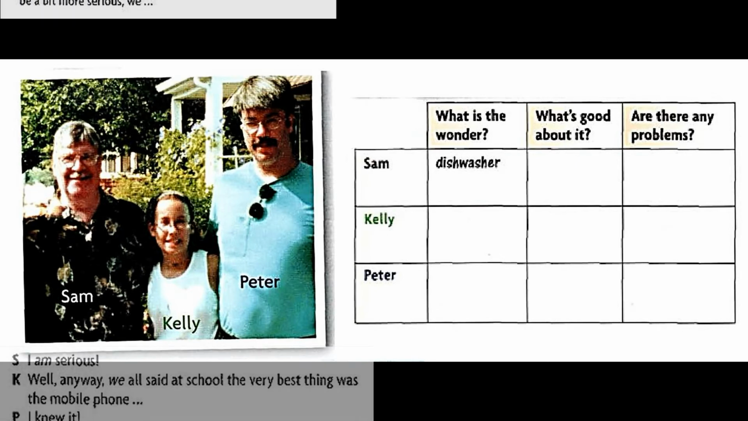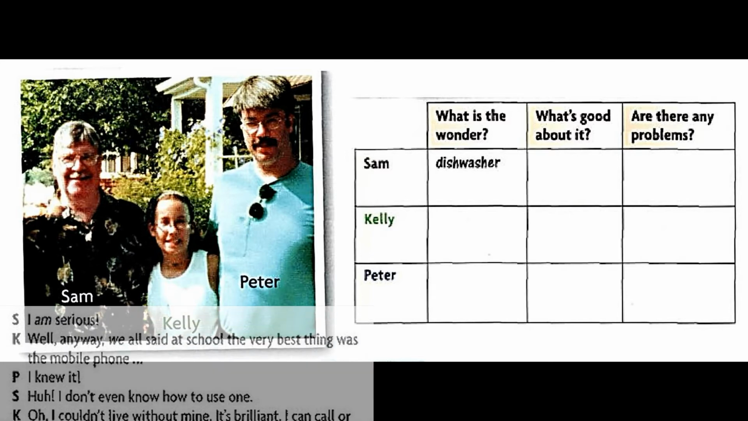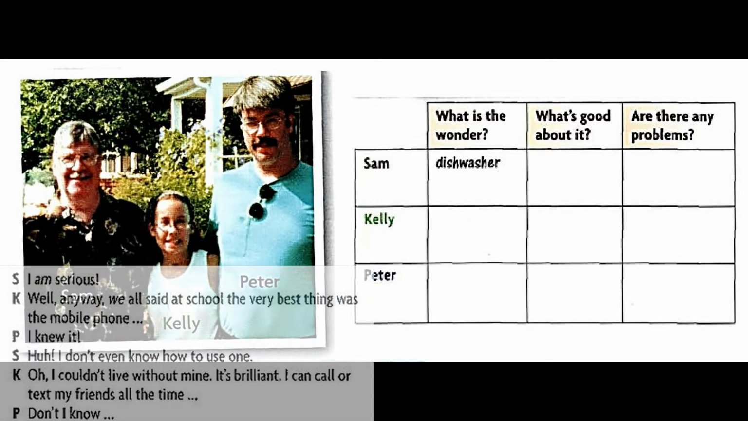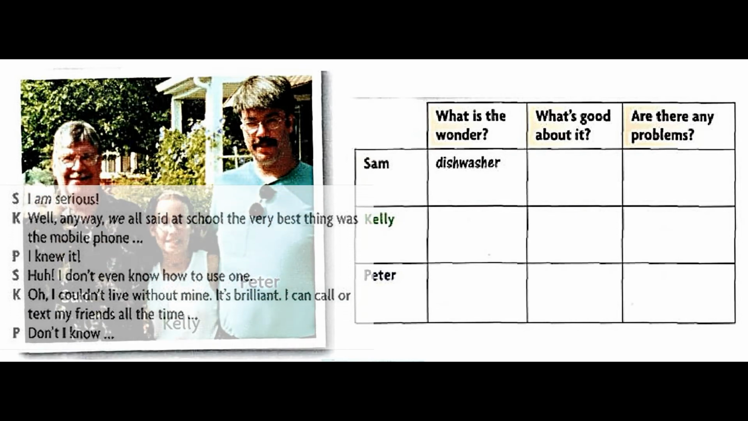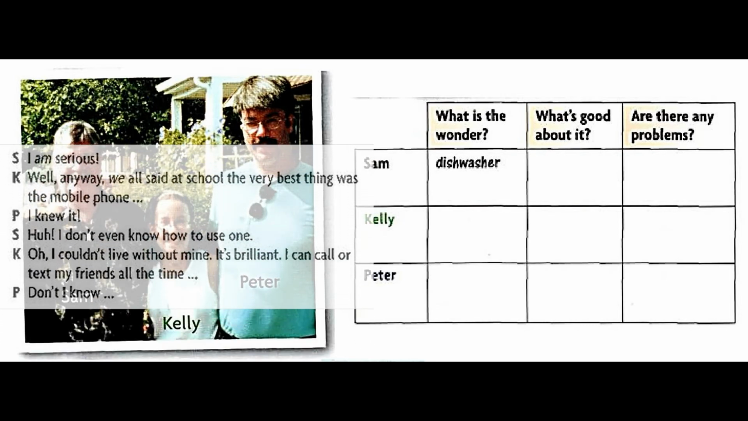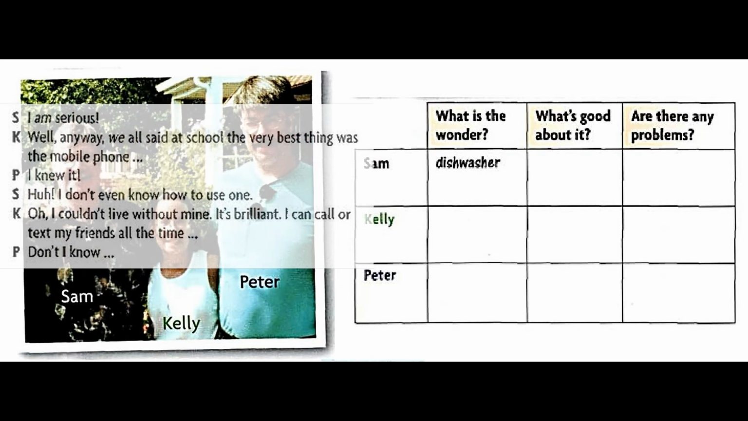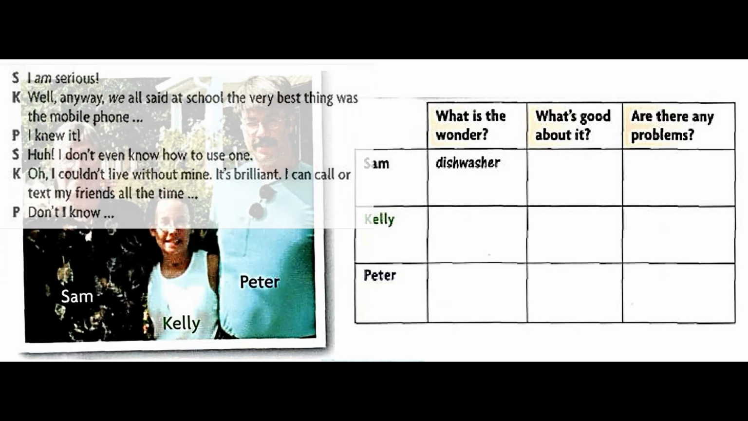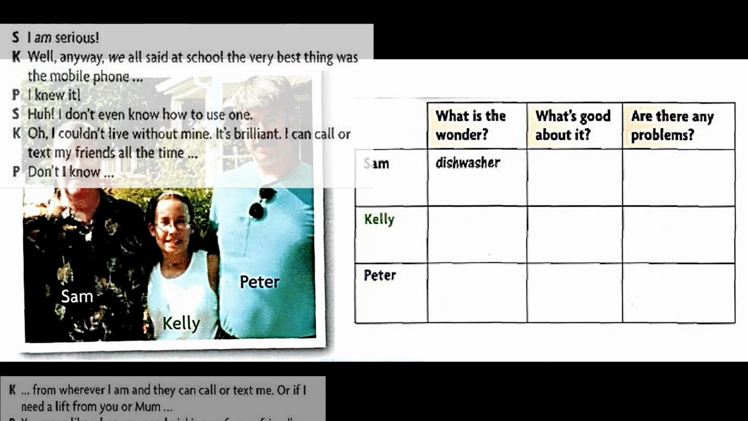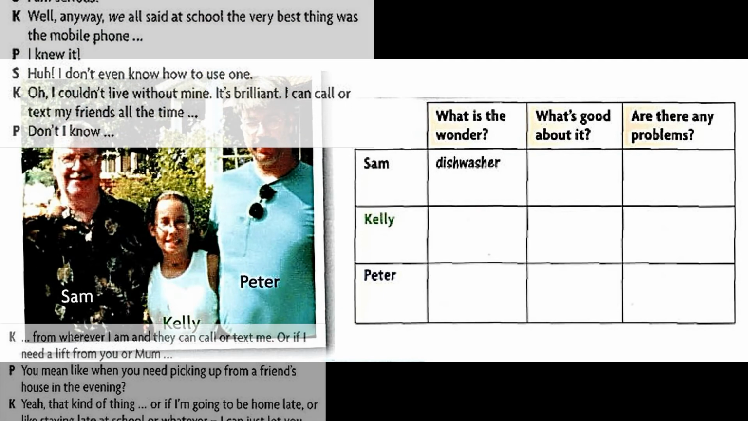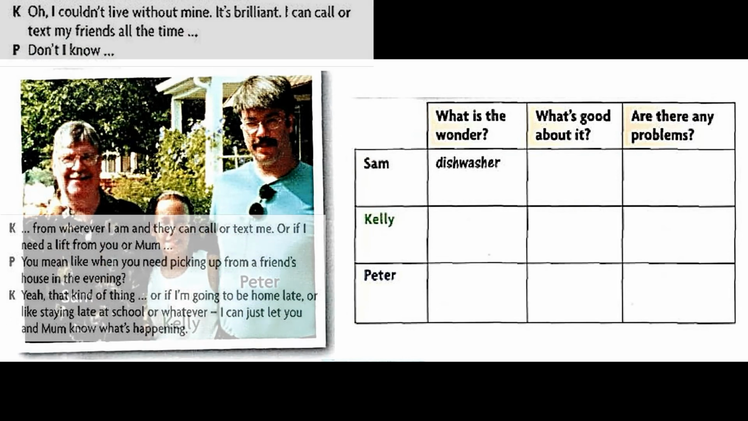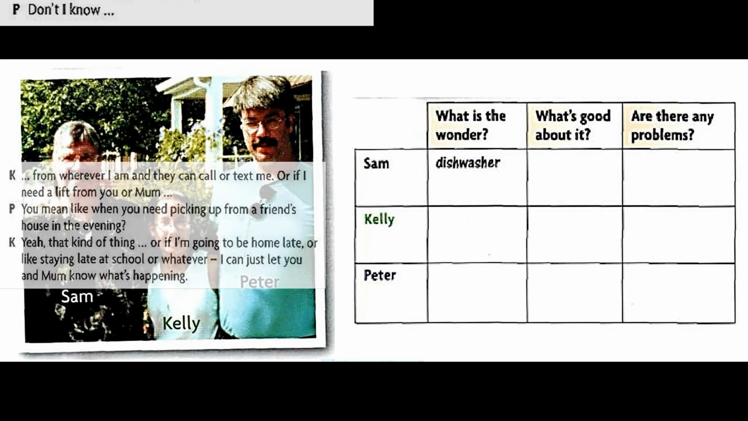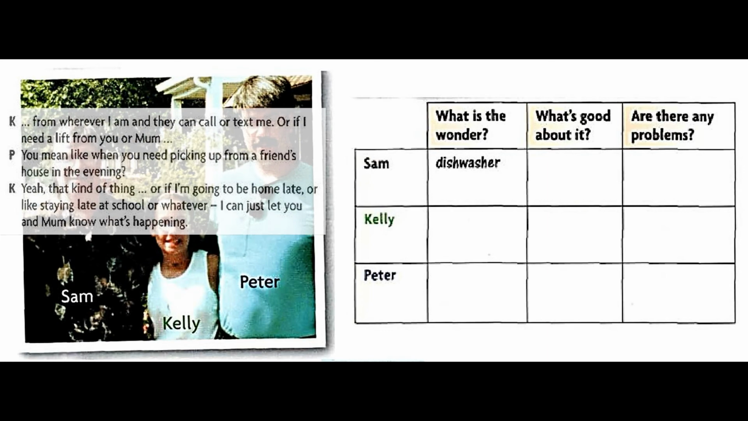I am serious. Well, anyway, we all said at school the very best thing was the mobile phone. I knew it. I don't even know how to use one. Oh, I couldn't live without mine. It's brilliant. I can call or text my friends all the time. Don't I know? From wherever I am, and they can call or text me. Or if I need a lift from you or Mum. You mean like when you need picking up from a friend's house in the evening? Yeah, that kind of thing.